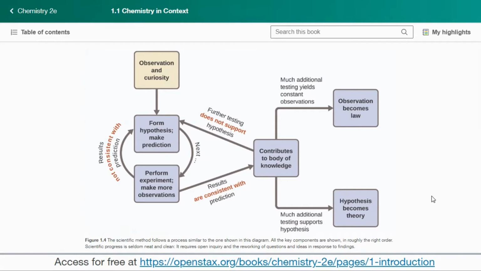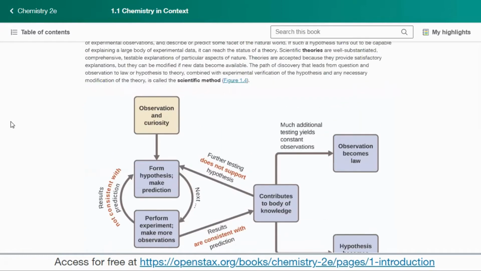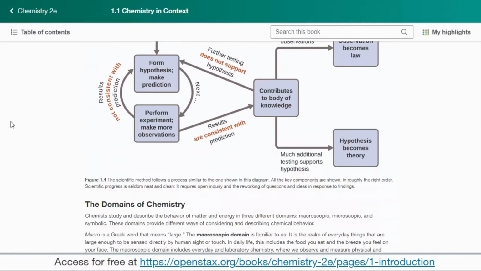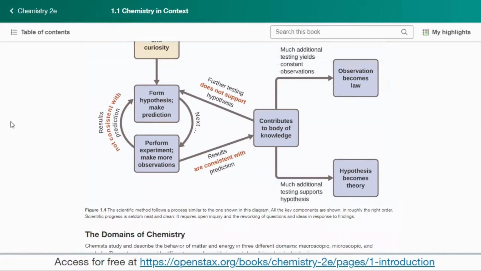Let me just pause a little bit. The distinction between law and theory might need to be a little bit more developed. That distinction wasn't made in my undergraduate or graduate studies, but let's just move forward. That's an interesting distinction between a law and a theory.